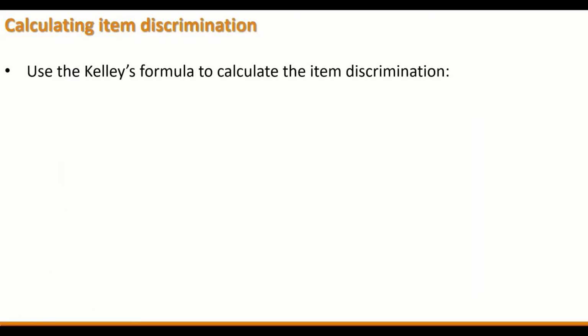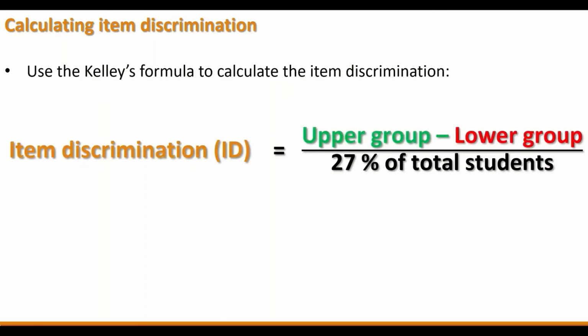Then use Kelly's formula to calculate the item discrimination as given here. The ID equals the upper group minus the lower group divided by 27% of total students, i.e., calculating the upper group proportion and the lower group proportion and subtracting them to get the ID. An ID percentage can also be calculated by multiplying the ID product by 100.